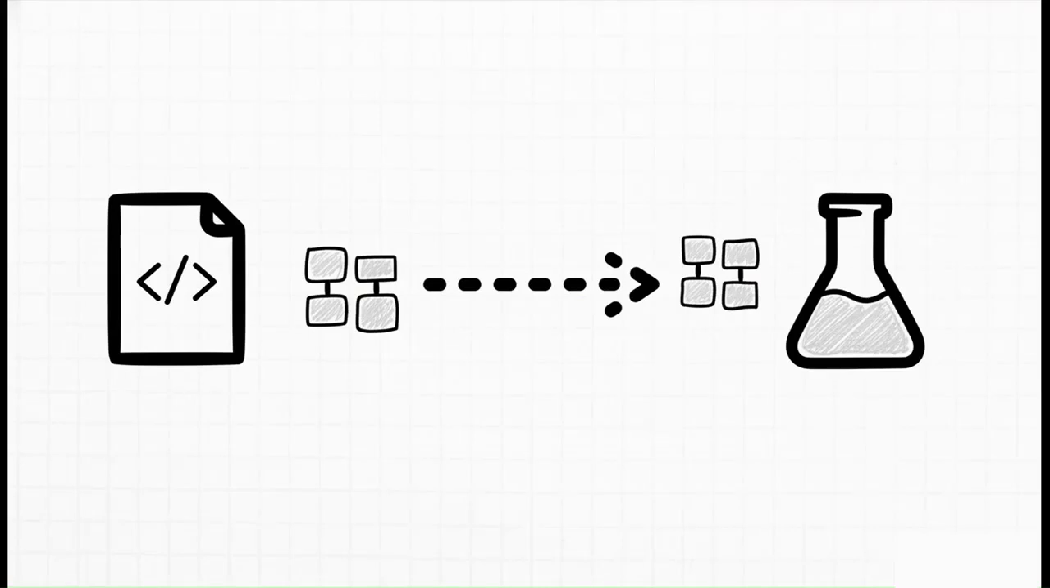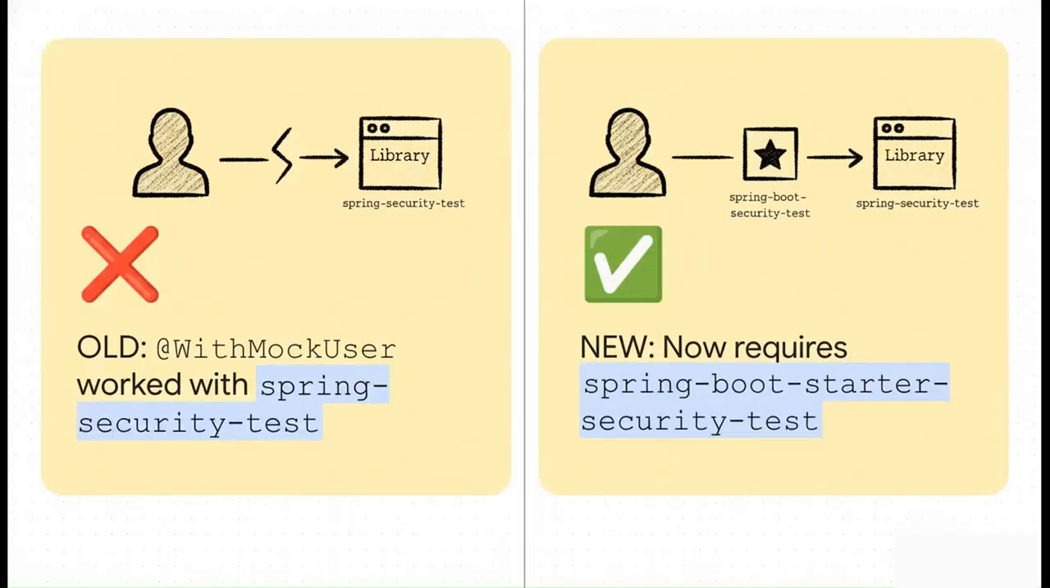And just so you know, this whole modular thing doesn't stop with your main application code. It applies to your test dependencies too. This brings a ton of consistency. It means you're only pulling in the specific testing tools you actually need for the job. So think about this. In Spring Boot 3, if you wanted to use the @WithMockUser annotation, you just needed Spring Security Test. But now, with version 4, that won't work on its own. You have to explicitly add the Spring Boot Starter Security Test dependency right into your Gradle file.